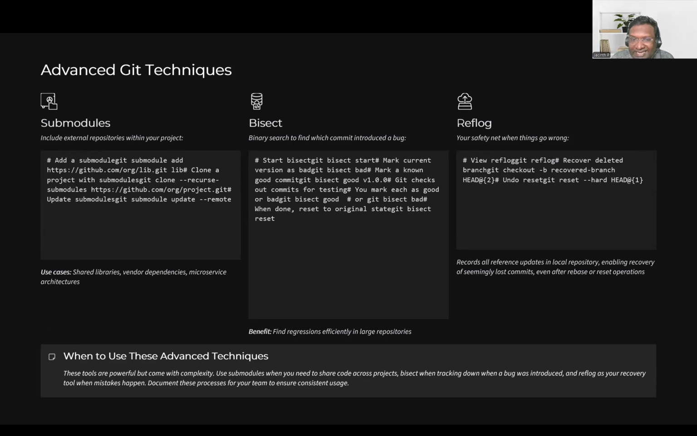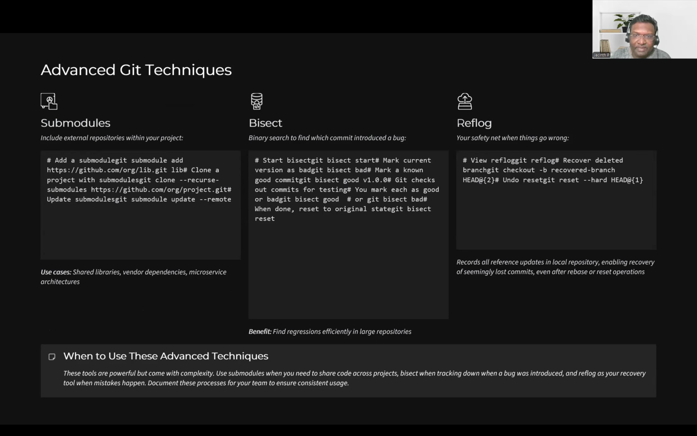Reflog is like Git's black box. It records all reference updates and can rescue lost commits after a mistake. These tools aren't for everyday use, but they're powerful safety nets and problem solving aids. You don't need to master them, but knowing that they exist helps you understand how your team recovers from setbacks or hunts down elusive bugs.